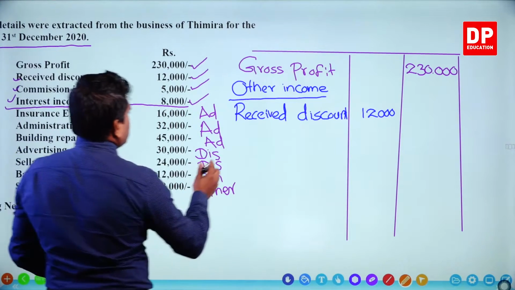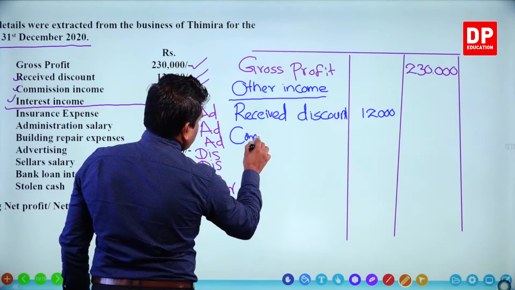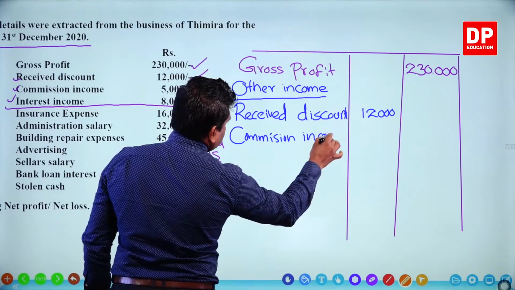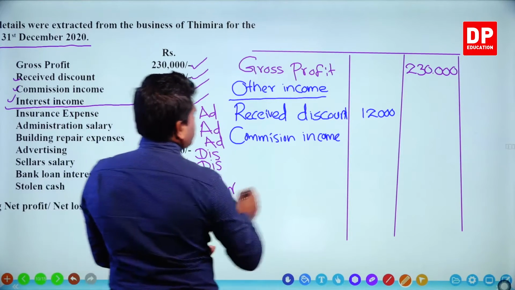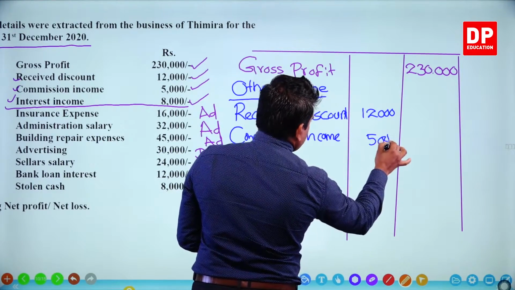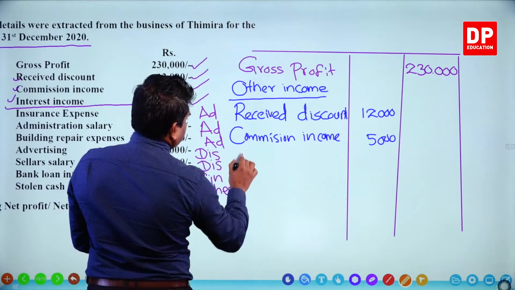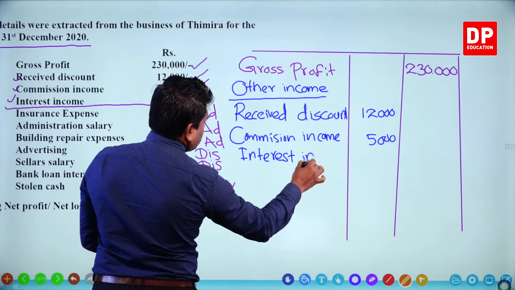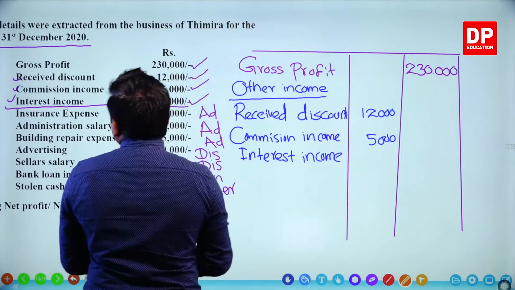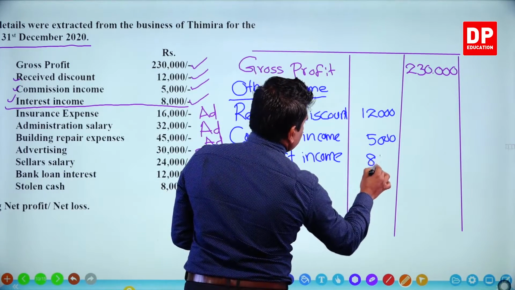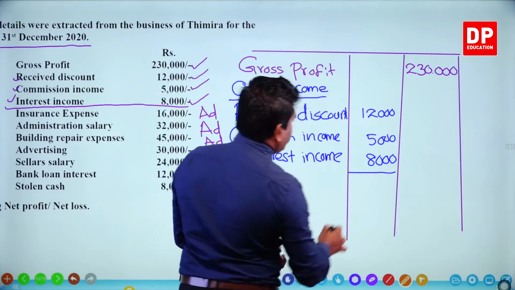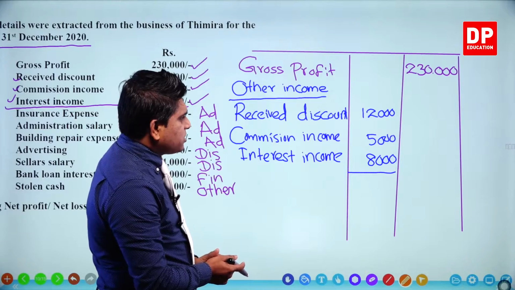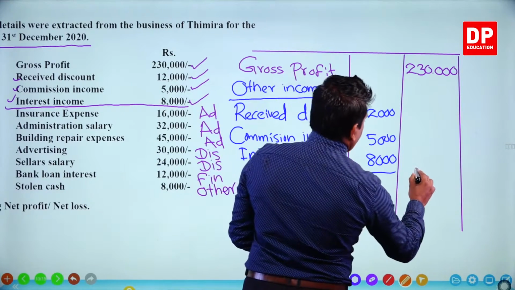Then commission income. Commission income 5,000. Now interest income. There are only three incomes. Interest income 8,000. Now you get the total income. Here 12 plus 5 plus 8. Then how much? 25,000.